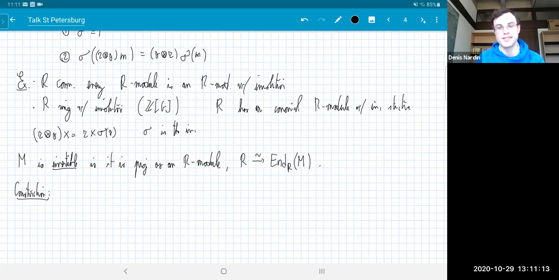This might be a bit confusing, but the point is that the involution is actually part of the data, and the involution doesn't need to respect the R module structure. It needs to exchange the two R module structures that you have. So if you have an R module where R is commutative and the involution is R linear, this gives you an R module with involution in this sense. But you could have more things.